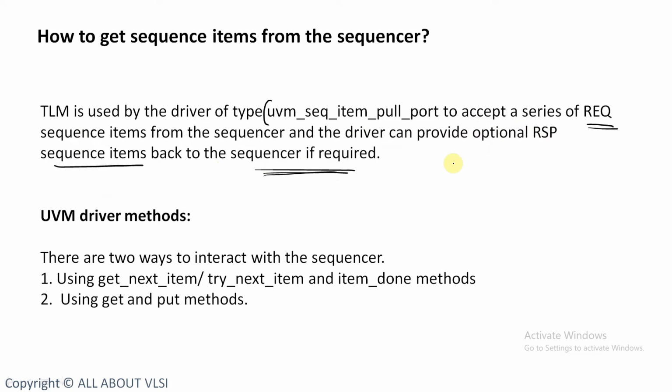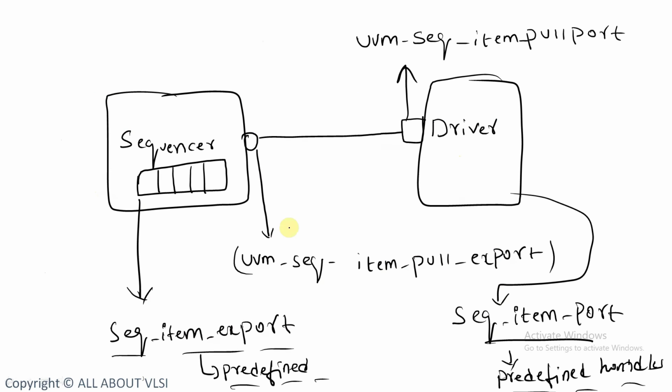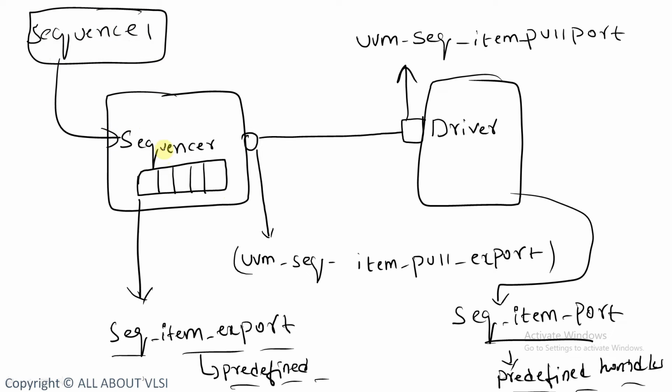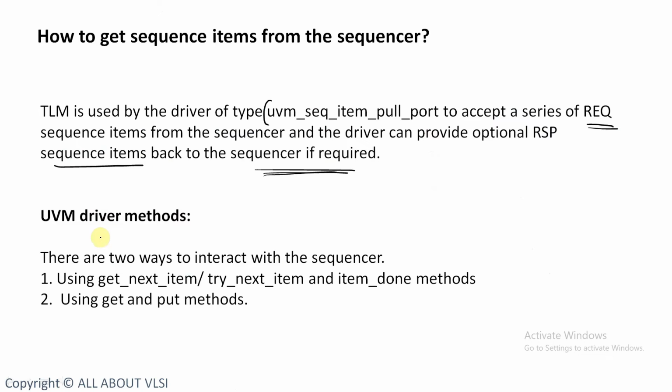Now coming to the driver methods. The driver pulls the sequence items from the sequencer's FIFO. The sequencer gets these items from the sequence object, sequence 1, and gives them to the driver. There are basically two ways to interact with the sequencer: one is using get_next_item or try_next_item, and the other is item_done.